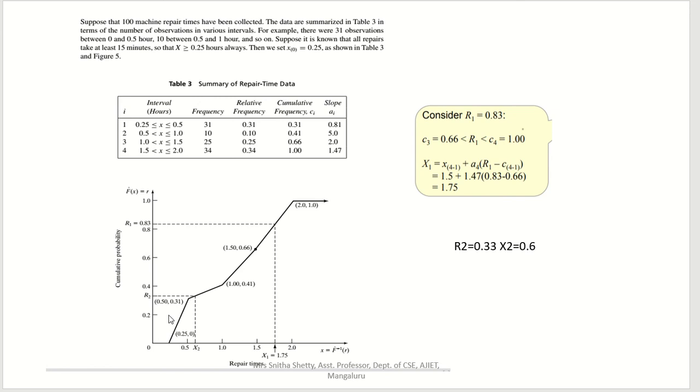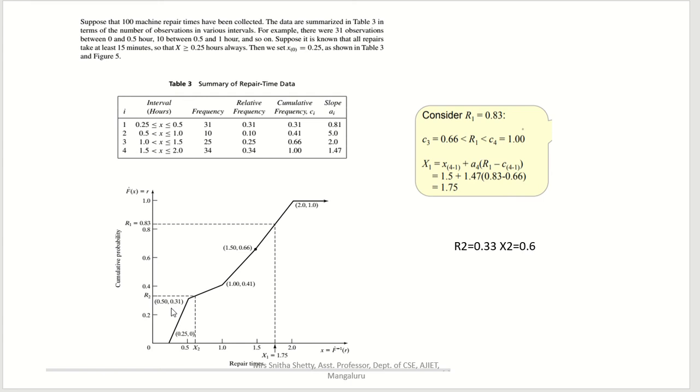So what is your next x1? X1 is 0.5. See, x0 is 0.25, x1 is 0.5, x2 is 1.0, x3 is 1.5, x4 is 2.0. So now using those interval values and the cumulative frequency, we need to plot the graph. Initially it is 0.25 comma 0, the initial cumulative frequency.